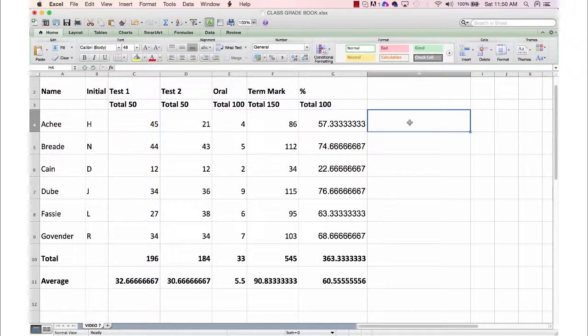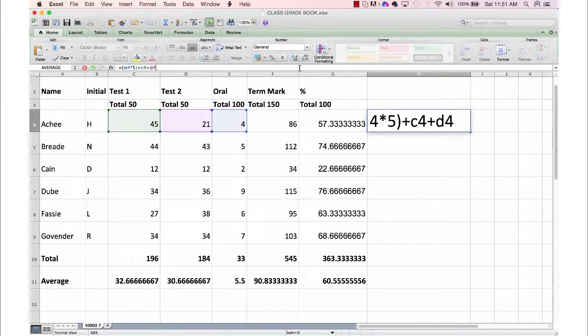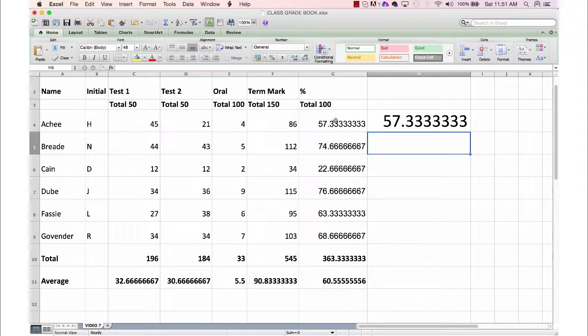Now I'm going to show you a formula that allows us to bypass the calculations that we did in column F in order to get column G. So we're going to get these totals in one formula without having to do column F. Let's show you how to do that. I'm just going to insert the formula, and then we will go through it carefully. So equals double parentheses E4 times 5 end parentheses number 1 plus C4 plus D4 end parentheses number 2 divided by 150 times 100. Hit enter and I get the same total.